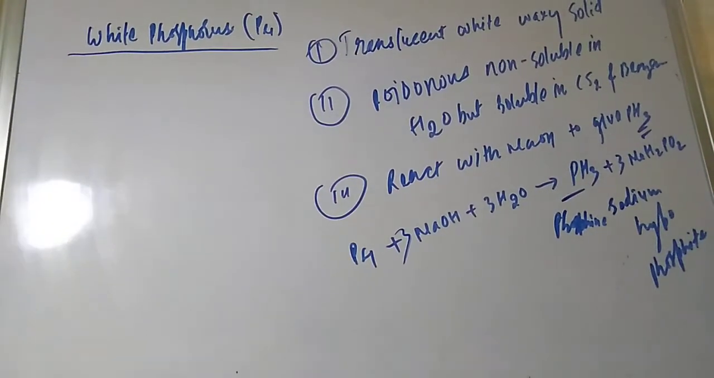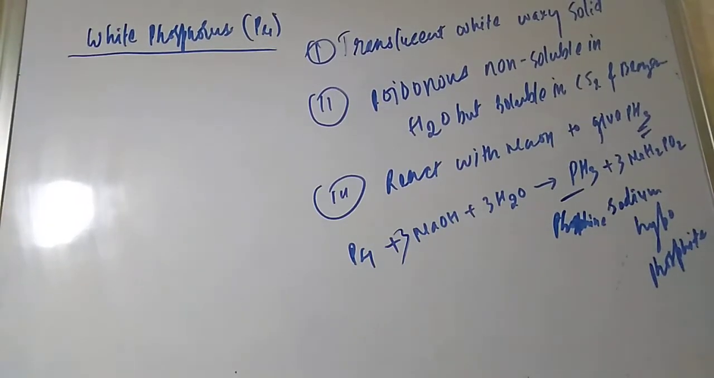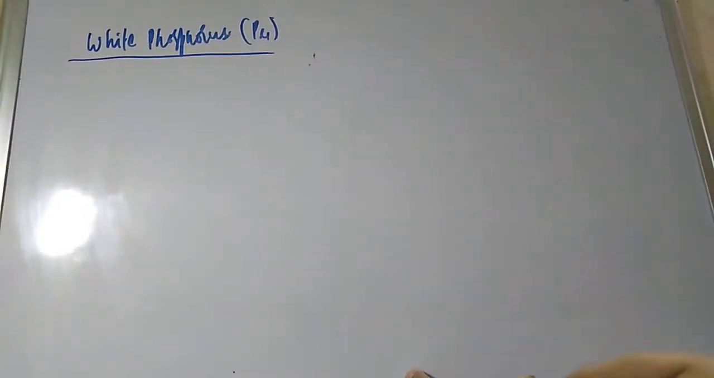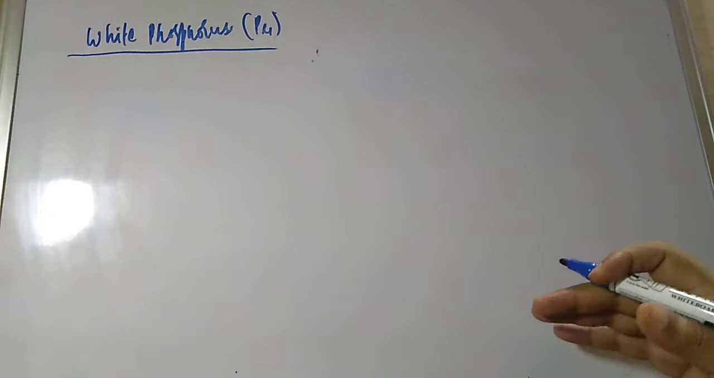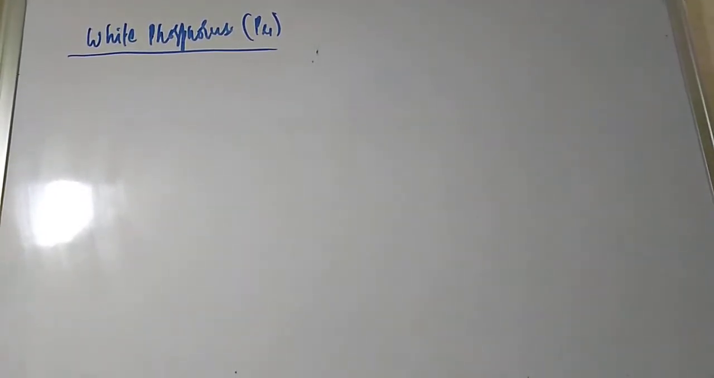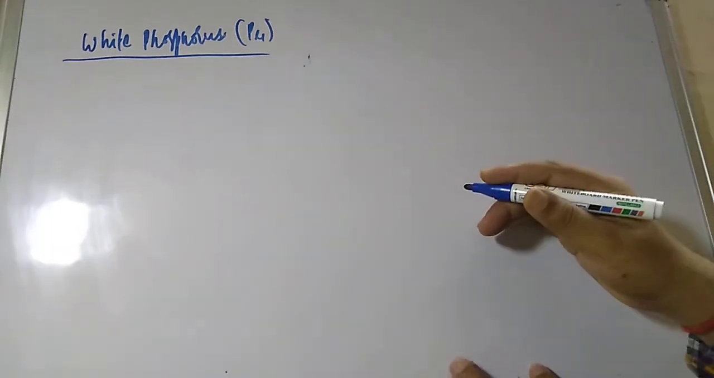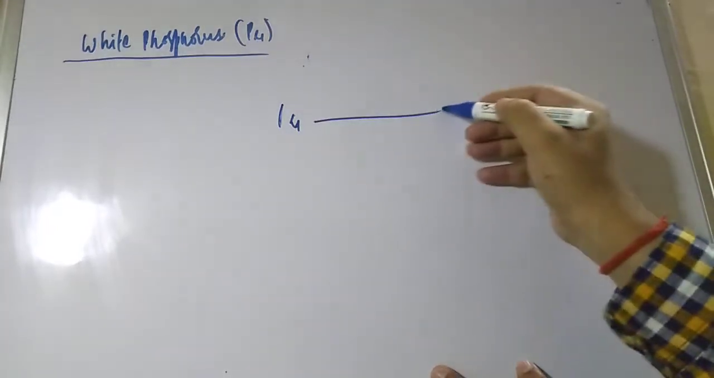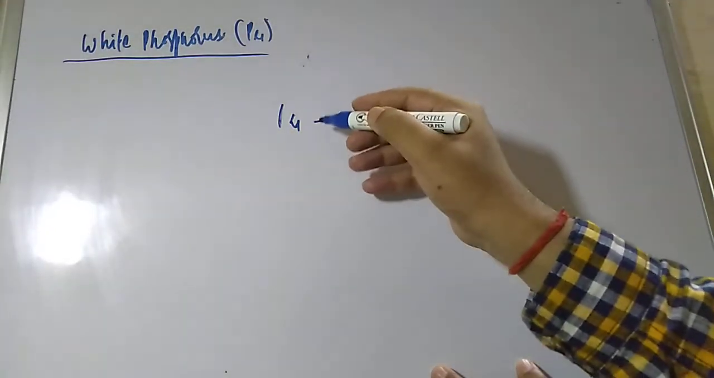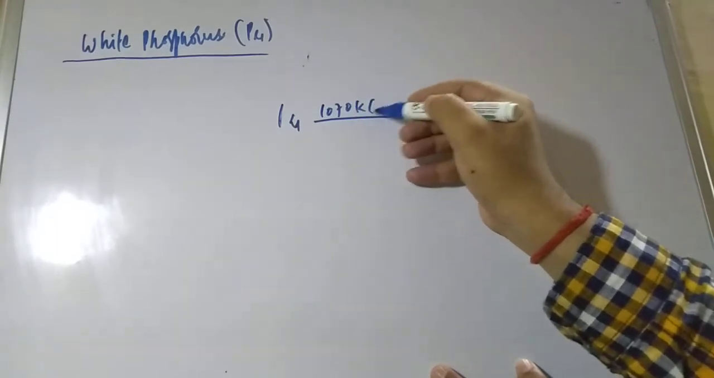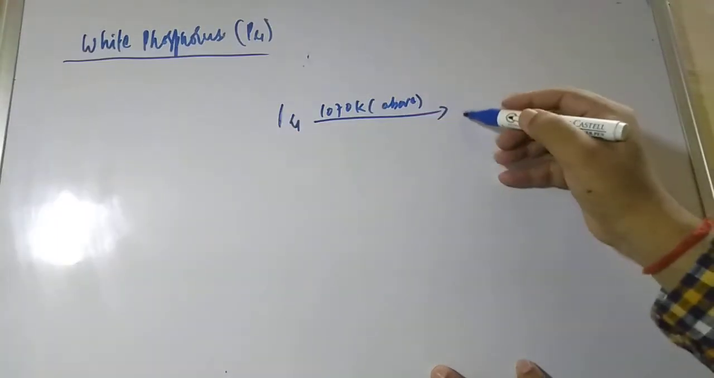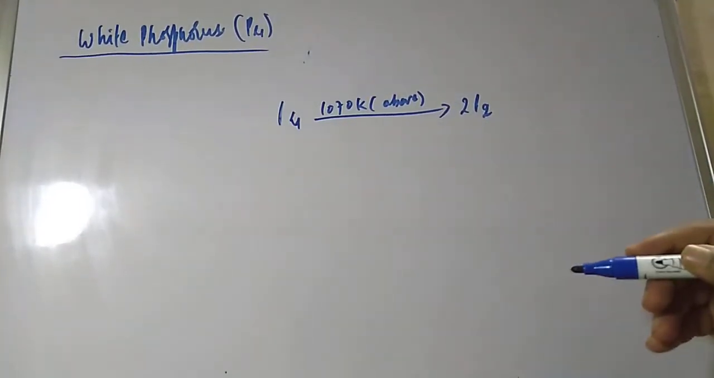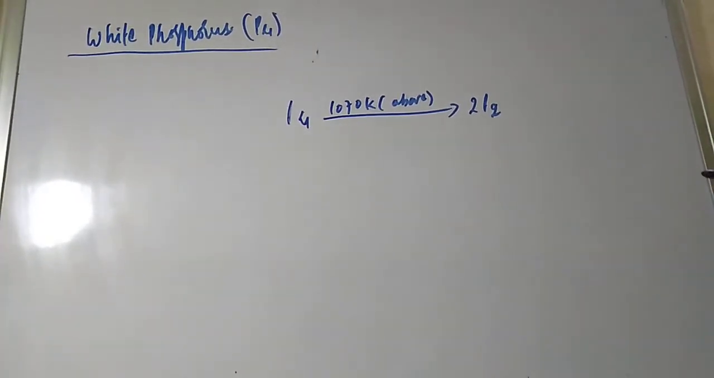This is very less stable, and since it is less stable, it is most reactive. Now, when we study the other properties, below 1070 Kelvin P4 is stable, but above 1070 Kelvin, if you are taking a higher temperature, it becomes unstable and decomposes into the P2 molecule.